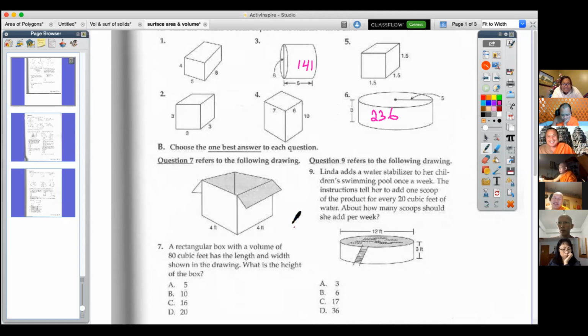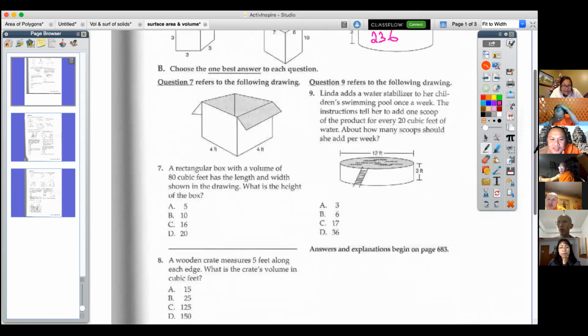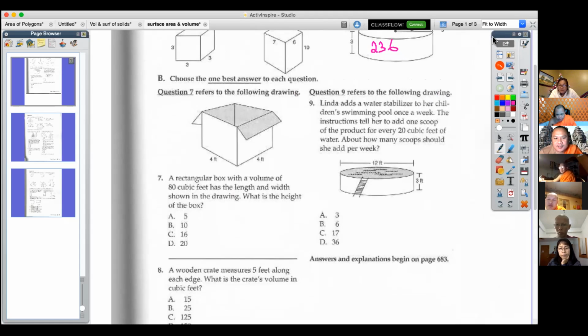Now let's see which one is next. Okay, number 9. No, students, just do number 12 and now write the answer down. Yeah, let's do number 8. Let's look at number 8.